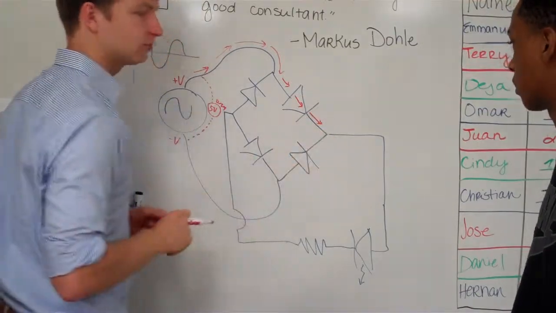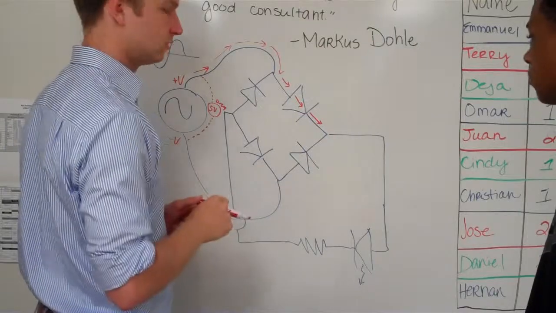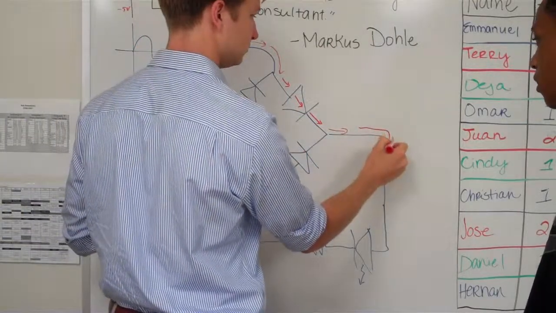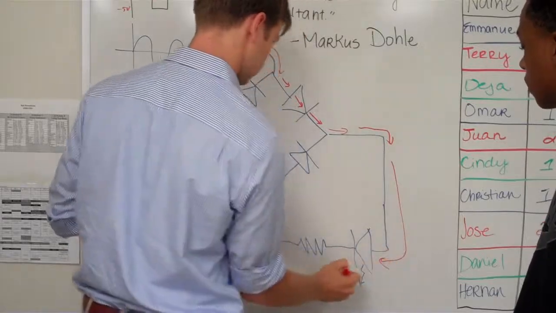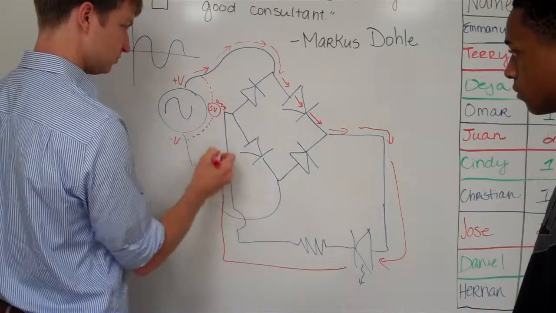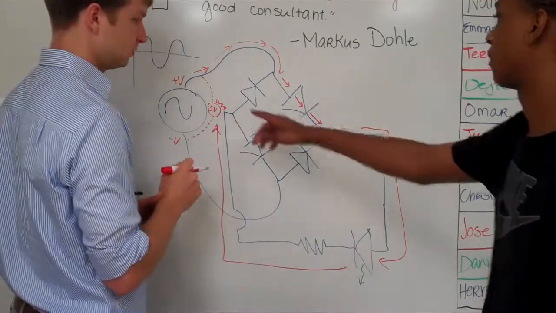And it gets to here, and then where does it want to go? Out. Can it go this way? No. So it can only go this way. And then it gets here, and then where does it want to go? Down.